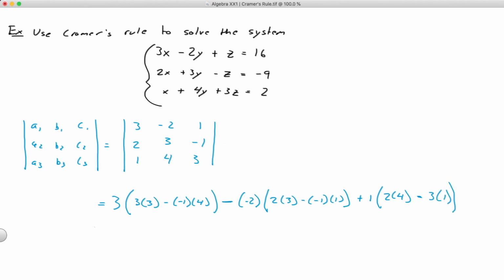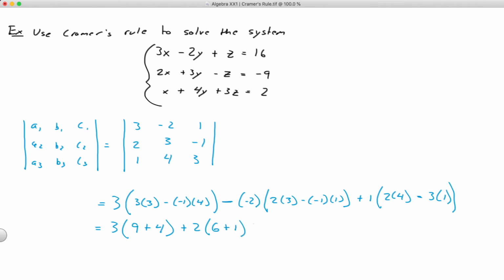Doing our arithmetic, that's going to give us 3 times 3 times 3, which is 9, minus negative 1, which will be positive, times 4, so plus 4, and then minus negative 2, or simply plus 2, times 2 times 3, which gives us 6, minus negative 1 again, so that's going to be plus 1 times 1, so plus 1 here.